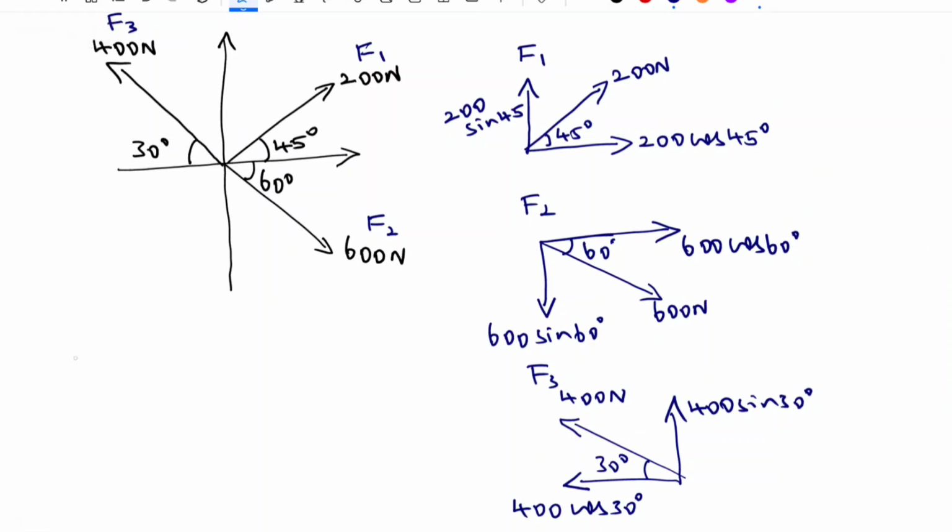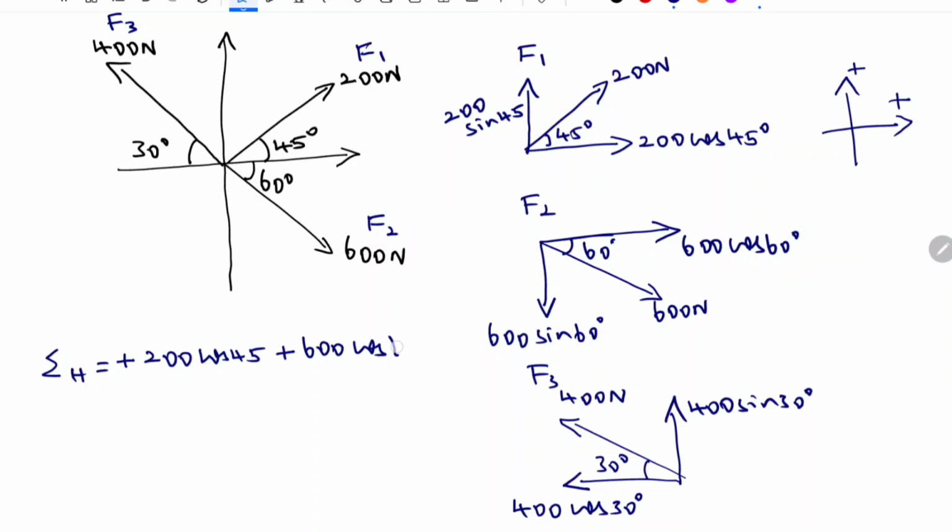Now let us write the equilibrium equation. So first write summation of horizontal forces. So starting from F1, we know that in the horizontal side, the positive is acting in the right side and in the vertical, the upward forces are considered as the positive one. So looking into the force 1, the 200 cos 45 is acting towards the right side. So it is considered as plus 200 cos 45. Next coming to F2, the 600 cos 60 is also acting towards the horizontal side, towards the right side. So that is also considered as positive one. So it is plus 600 cos 60 degree.